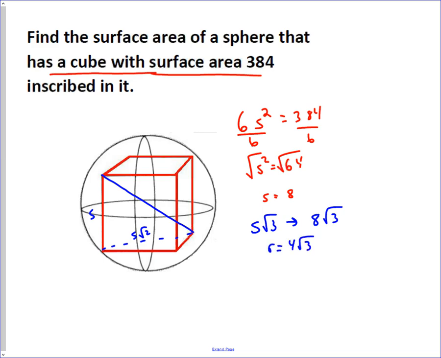And you want to find the surface area of a sphere, so 4 pi times 4 root 3 squared, 4 pi r squared. Well, 4 root 3 squared just turns out to be 48, so the answer is 192 pi. So 192 pi. Remember, the diameter of a sphere that has a cube inscribed in it is equal to the space diagonal of the cube, and the space diagonal of the cube is always just going to be side times root 3.